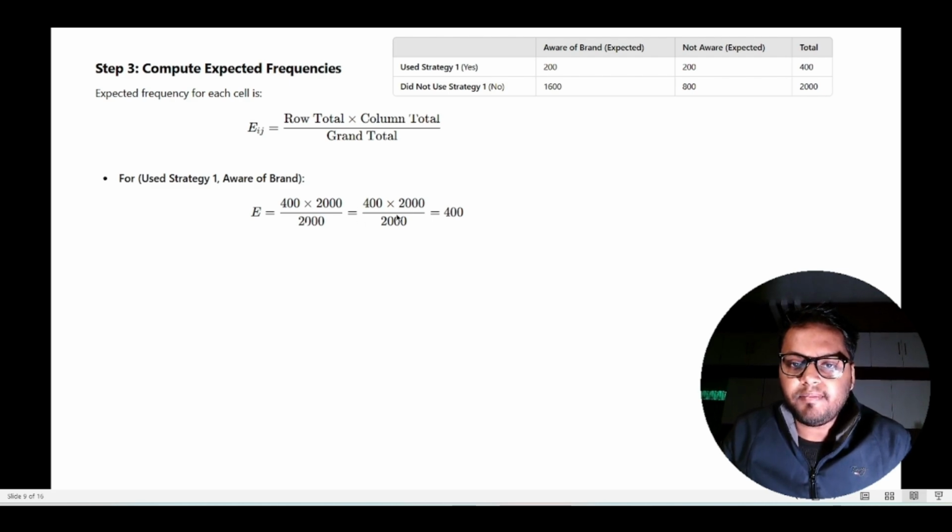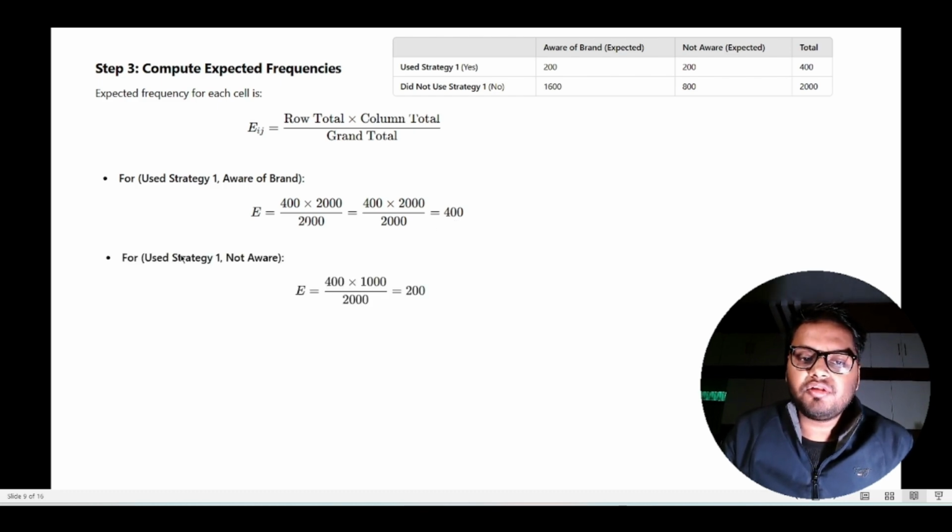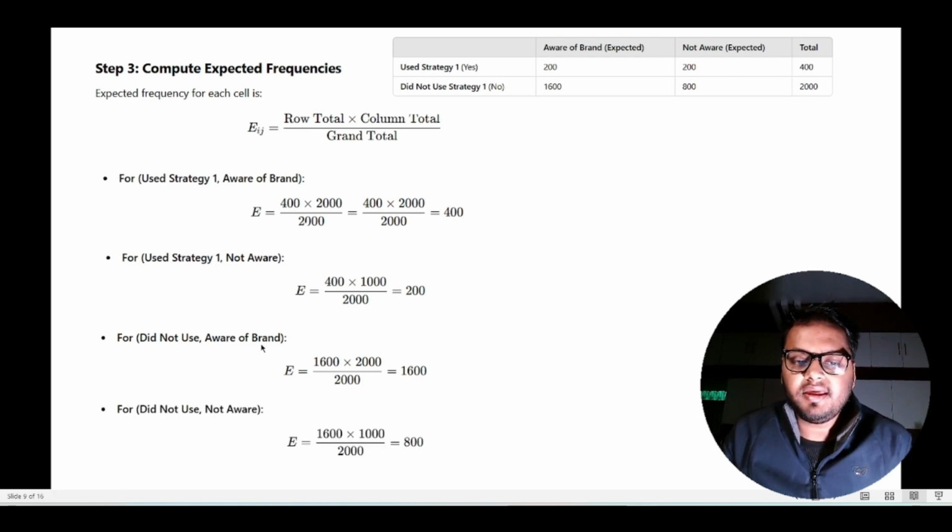And we will divide by grand total, which is also 2000. So the values will be 400. Similarly, we repeat for all the other methods. So this is for strategy 1, which is for not awareness. So 400 multiplied by 1000, 800 plus 200 and divided by 2000. Then here also, then here also. So this is how you can compute the expected frequencies for each block.